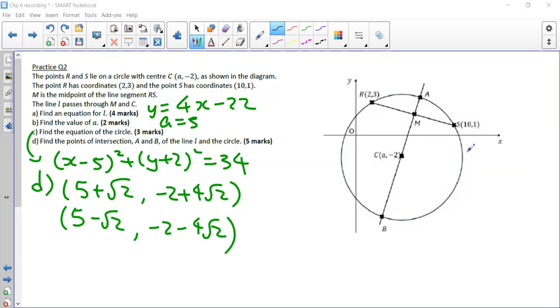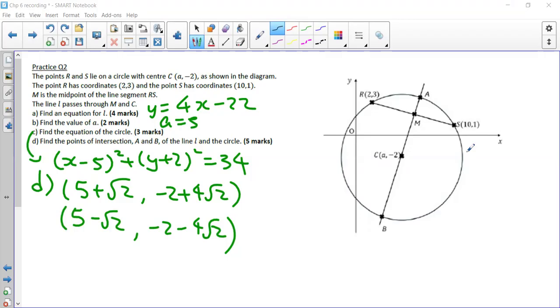Okay, let's go through. The points R and S lie on a circle with the center C (a, -2) as shown in the diagram. The point R has coordinates (2, 3), and the point S has (10, -1). M is the midpoint of the line segment RS. So we know M is the midpoint between R and S.